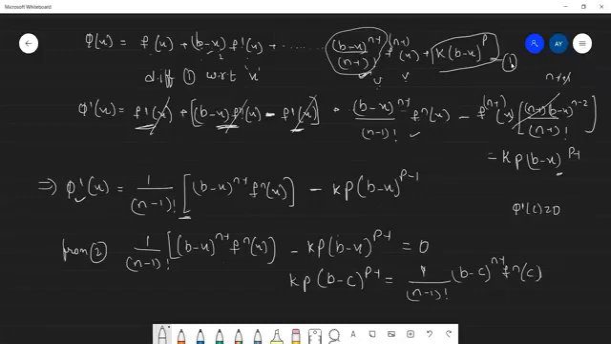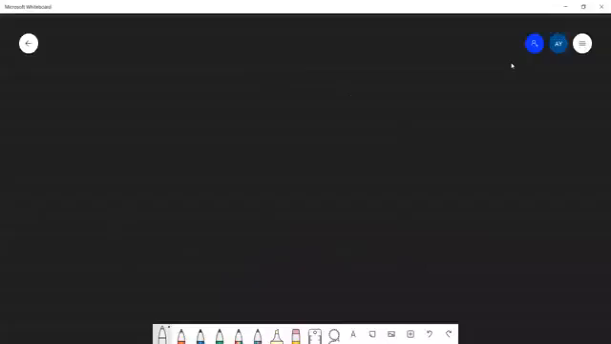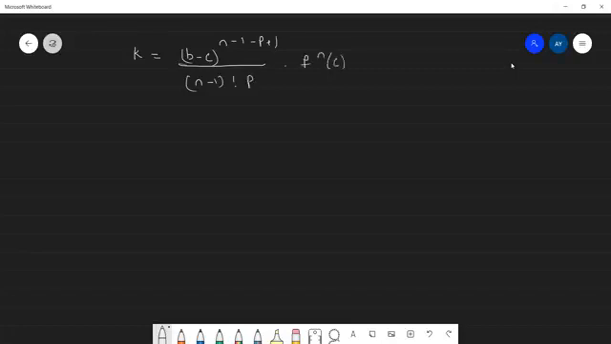Now moving on to the next step. In the next step, we just have to find k. So what will k be? k is equal to (b minus c) whole power n minus 1 minus p plus 1, by (n minus 1) factorial, into p into f power n of c. This is equation 3. If we find k, then this is what we'll get.